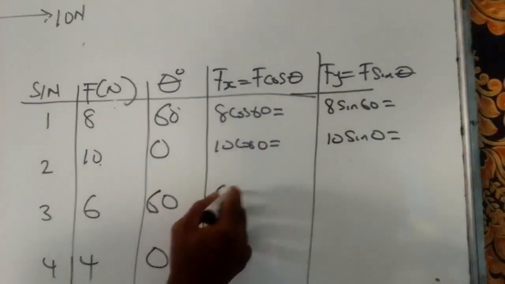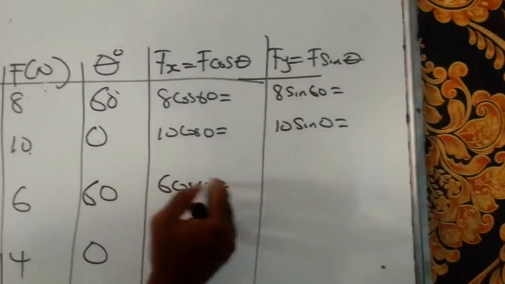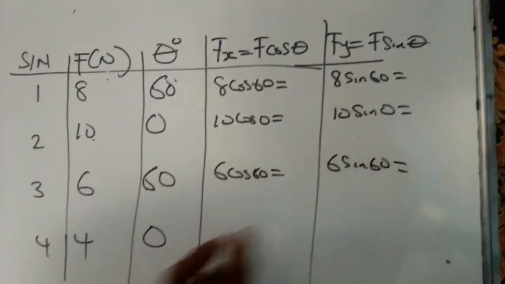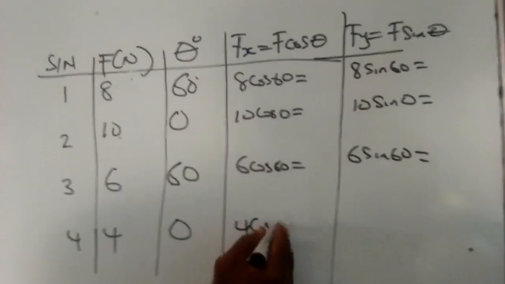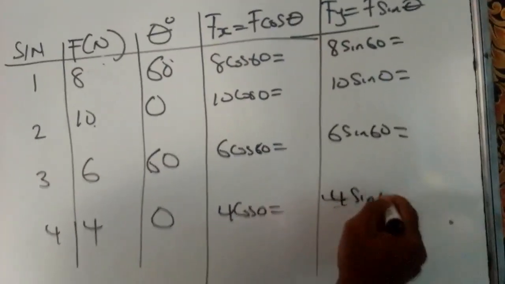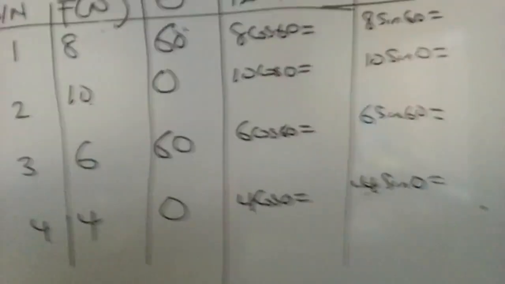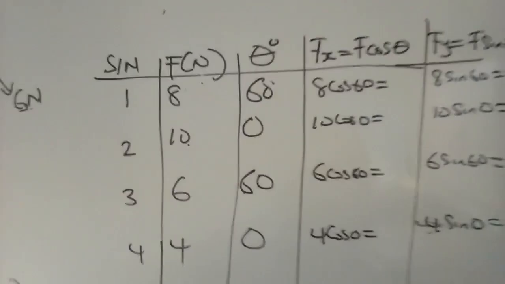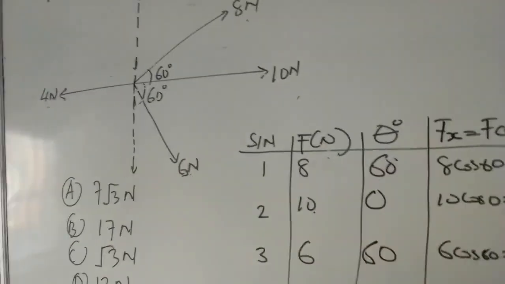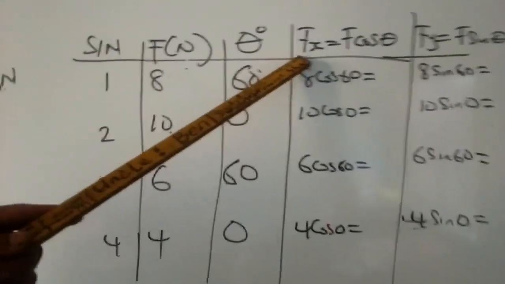6 cos 60, then 6 sin 60. 4 cos 0, 4 sin 0. Now, before we go ahead with the calculation, we have to give convention to the forces, plus or minus sign, as we did before. And as I said, we want to resolve horizontally, define F of S. We move from the vertical axis or vertical plane.